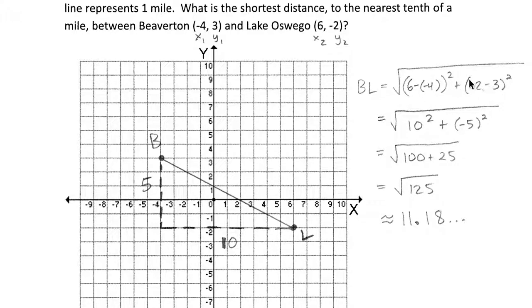We're going to say plus, and then we're going to substitute our y values. We're going to find that vertical length by subtracting the y values. So 3 minus -2, or -2 minus 3. Again, doesn't matter the order.